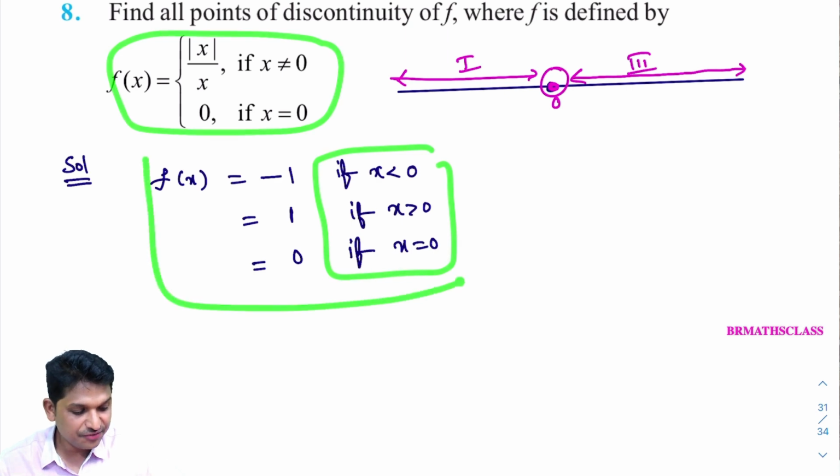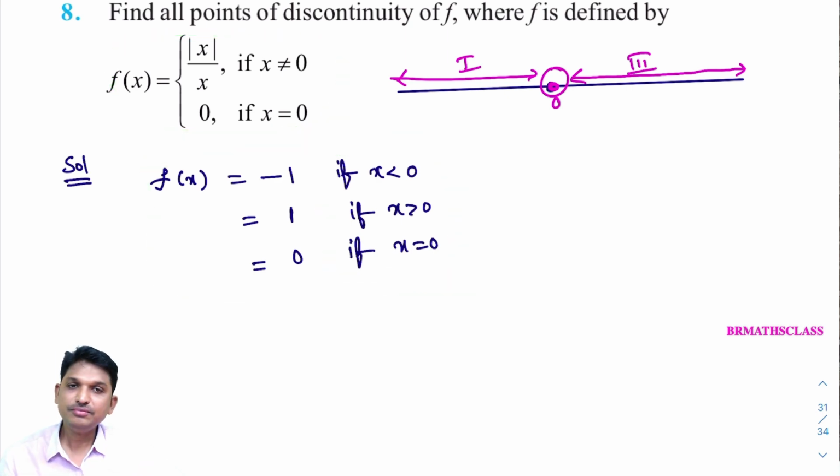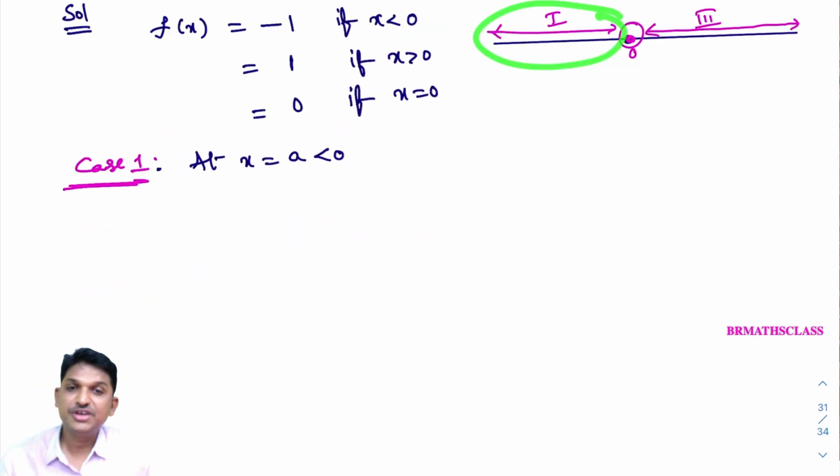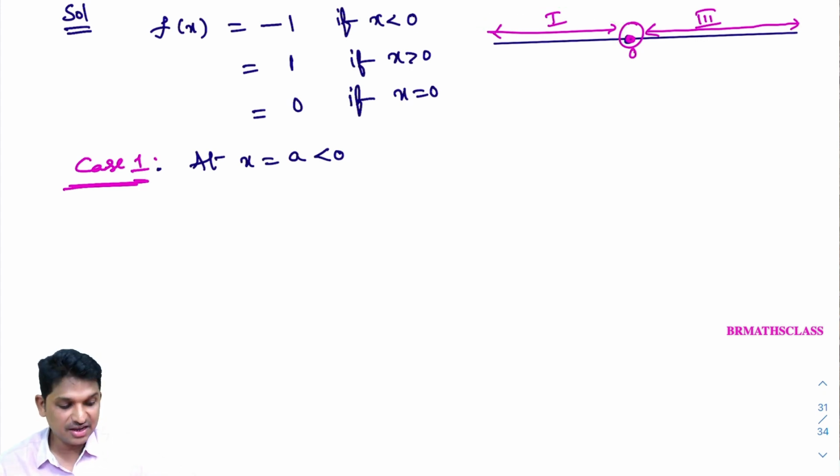I rewrote the given function, and I got it like this. Now, case 1: I'll check whether any point of discontinuity is there in this zone or not. What is case 1? At x equal to a. What is the value of a here? The value of a is less than 0. I am checking continuity in this zone.